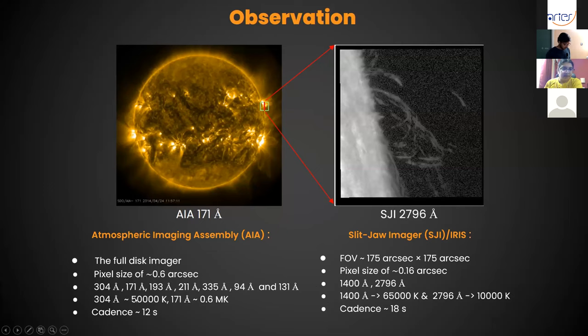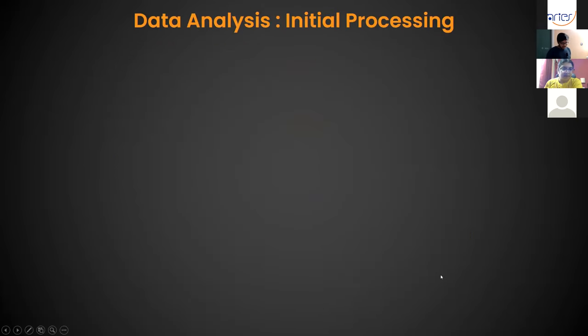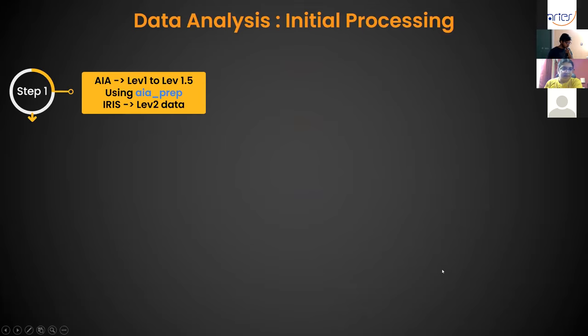And we can see that for our analysis, we have chosen enough coverage of temperature range to find the oscillation and capture it, before and after coronal rain also. Before going into the analysis, we have done some initial processing. For that, we have reduced the level 1 data of AIA to level 1.5, and we have directly used the IRIS level 2 data.